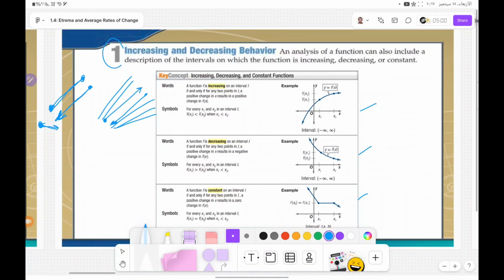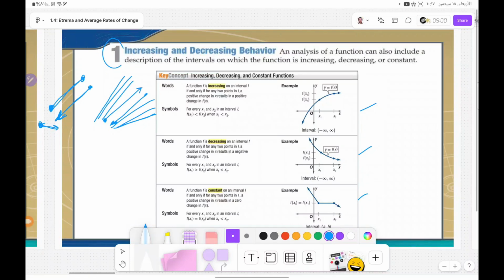So what's the difference between all of these lines? The difference between them is the slope. As you can see, this line here has less slope than this line here, so this one has more slope than the first one. We call this one increasing.